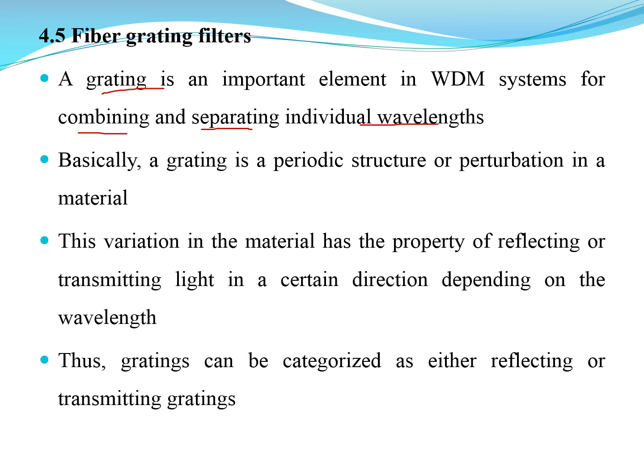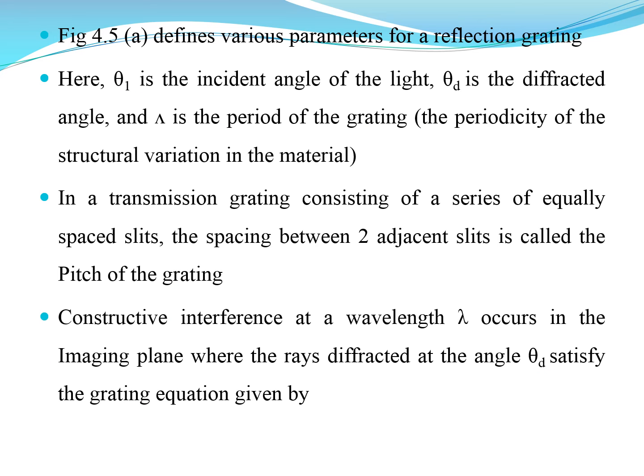It has a property of reflecting or transmitting light in a certain direction, which depends on the different wavelength. So gratings can be characterized as reflecting gratings or transmitting gratings, depending on the type of grating. We have different parameters for a reflection grating. We consider a variable called theta 1, which is the incident angle of the light, theta d, the diffracted angle, and this is the period of the grating.